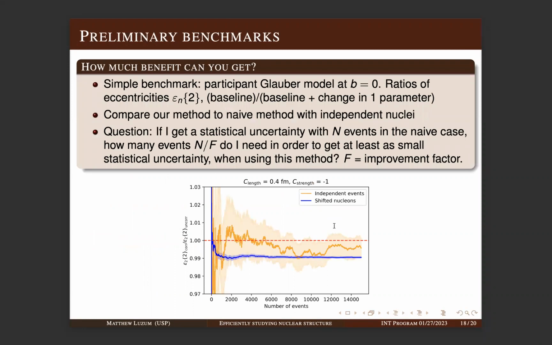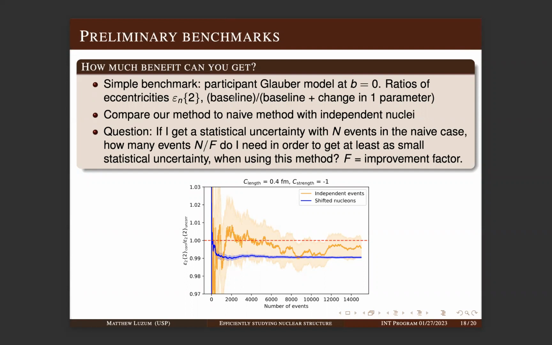Okay, so what we did just as a first step, just to get some intuition for how much effect this has, how much speed up you can get, we did the following. We implemented a simple participant Glauber model, calculating participant eccentricities, and set it to zero impact parameter, mostly because it's simple, but also central collisions are probably the most interesting location for these things anyway.